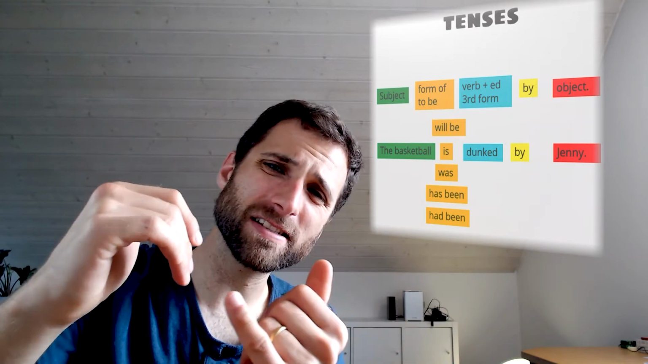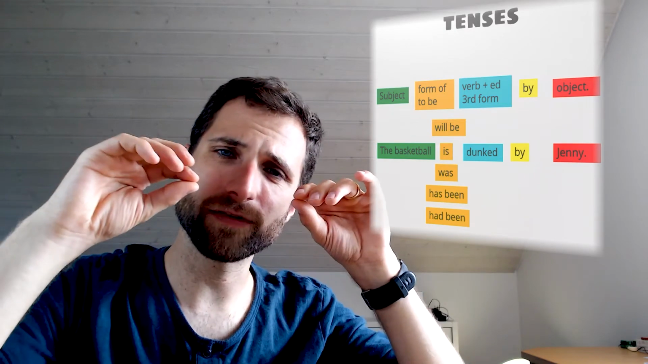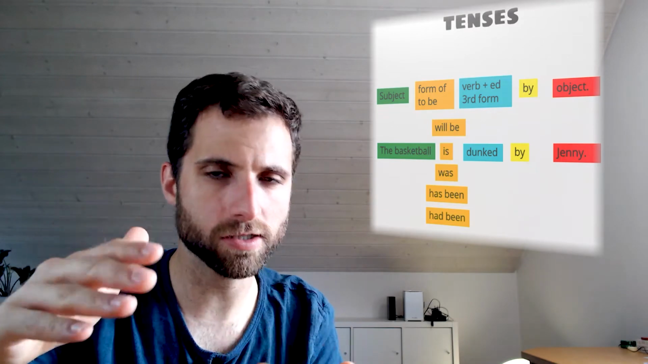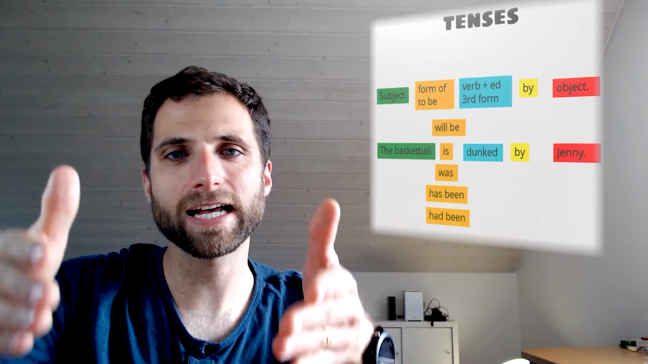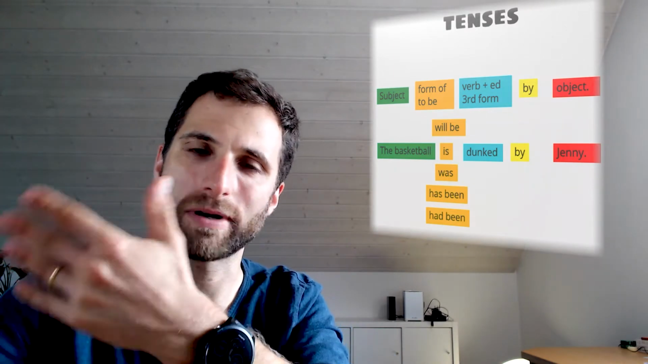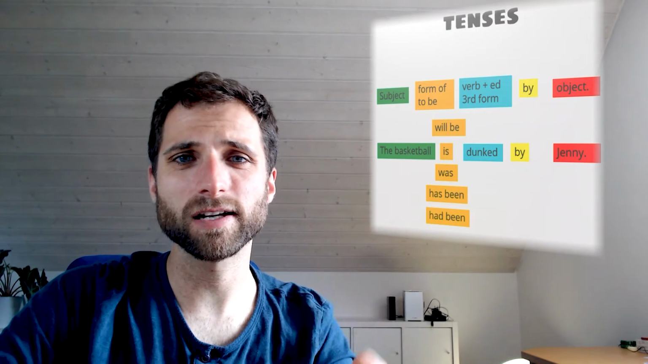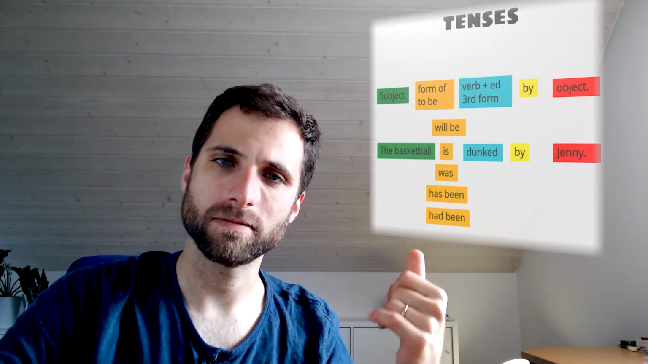If we want the sentence to be present perfect, all we have to do is change the form of to be into the present perfect, which is has been. So the basketball has been dunked by Jenny. And that's it. That's how you change the tense in the simple past. One last thing, the by.